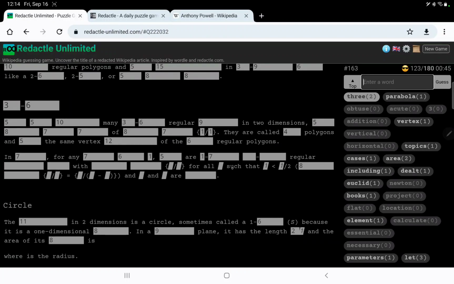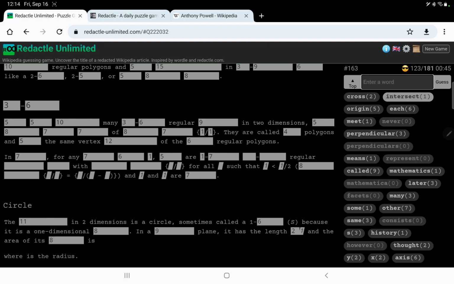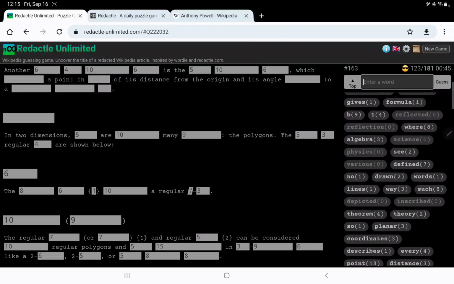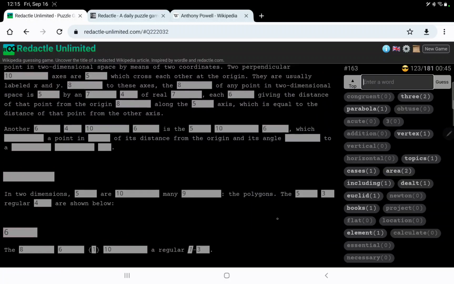No, I'm not getting this at all. Let's try some other mathematical words like congruent. No. Have we done intersect? Yeah, way back. Oh no, not way back. But yeah, it was way back, sorry. Okay.